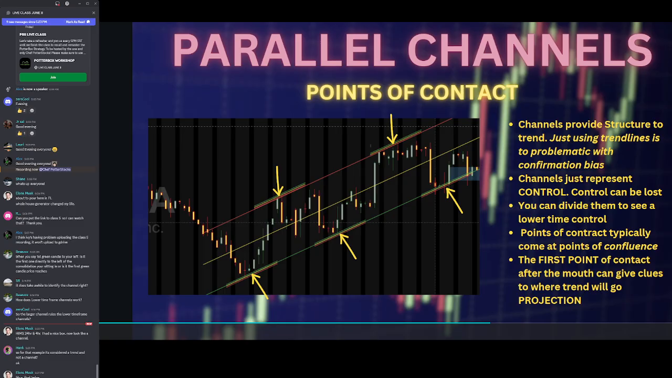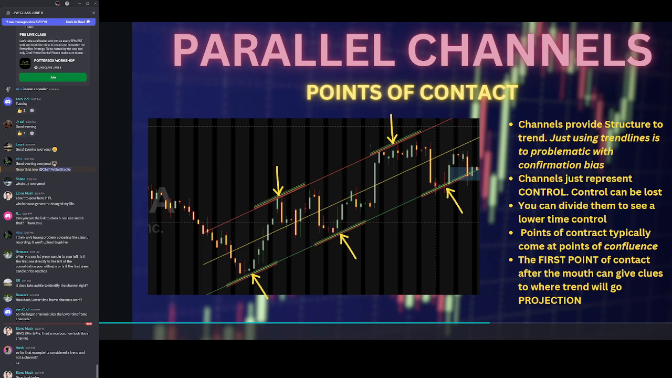But channels just represent control. Control can be lost. You can divide them and see lower time frame control, basically what I just showed you. You can literally just take the channel that you're in, divide it, or clone it and shrink it down to fit the price action that you're in. And a lot of times that'll help you establish the lower time frame control that you're in.